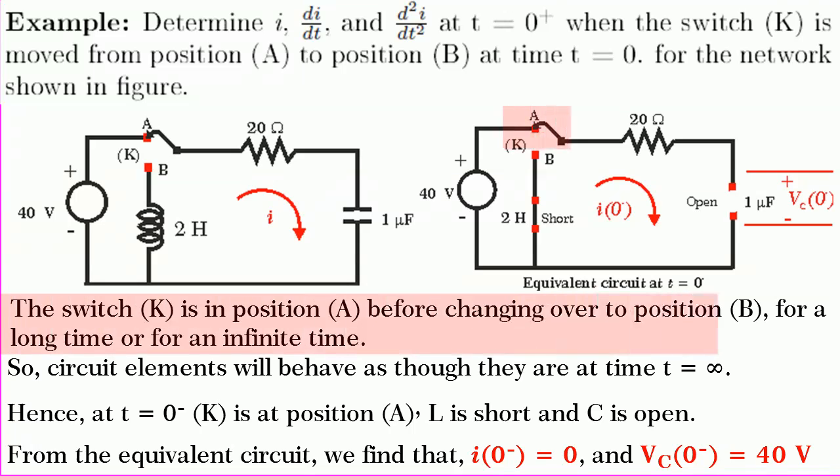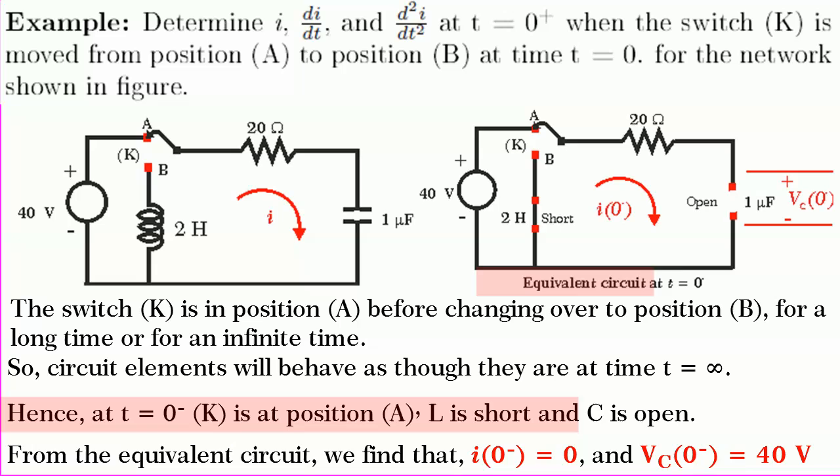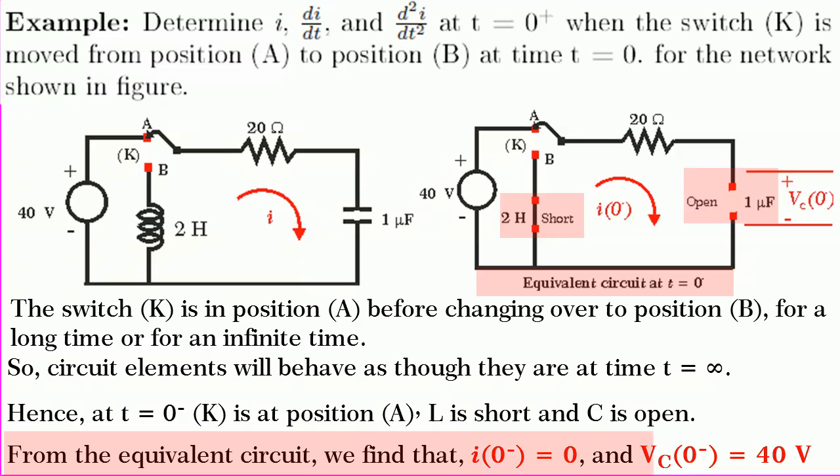We see that switch K is in position A and it is in position A for a long time or for an infinite time before changeover. So, circuit elements will behave as though time t is equal to infinity. Hence, at t is equal to 0 minus, L is short and C is open as shown in figure. From the equivalent circuit, we find that I of 0 minus is equal to 0 and VC0 minus is equal to 40 volts.